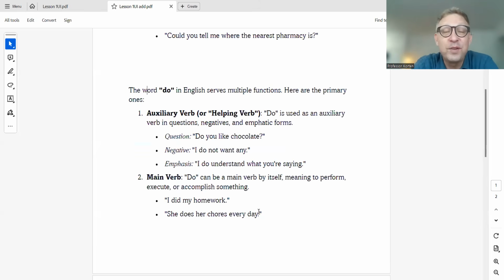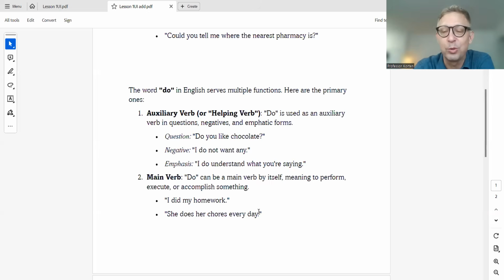It can function as a main verb, not just an auxiliary verb. I did my homework. She does her chores every day. Chores are those tasks around the house, cleaning mainly, sometimes cooking, ironing, doing the laundry. When is laundry day at your house? I just did the laundry. So today was laundry day for me. So those are the chores.